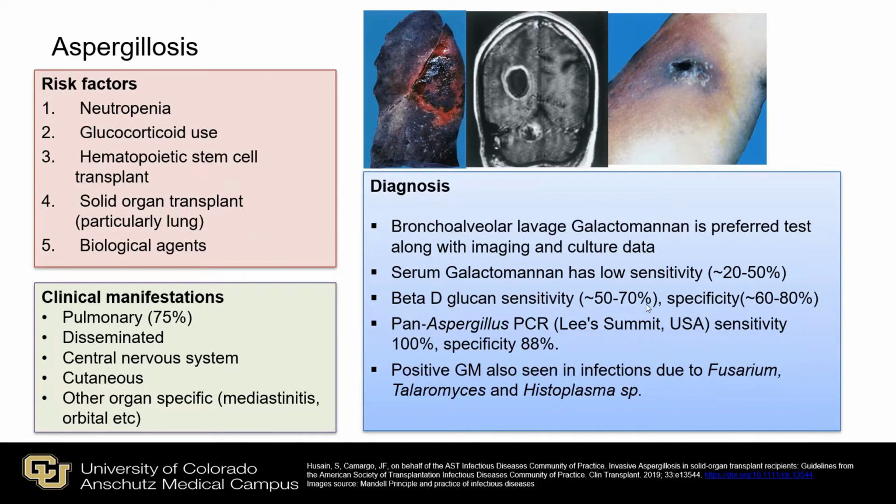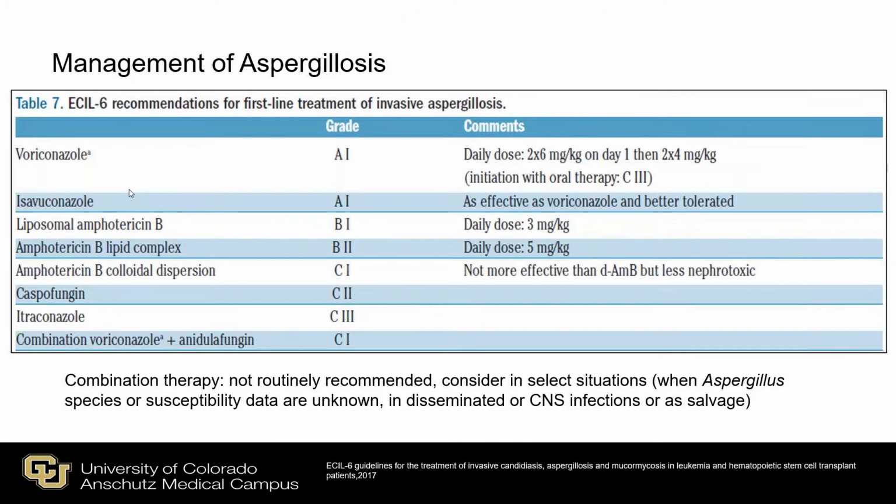Beta-D-glucan is also used, but it has a sensitivity of only about 50 to 70%. Some centers, especially in Europe, use pan-Aspergillus PCR assay, which has a much higher sensitivity and specificity, and they can do it on respiratory sample and blood sample. Please note that Aspergillus galactomannan can sometimes be seen in other fungal infections, especially due to Fusarium, talaromycosis, and histoplasmosis.